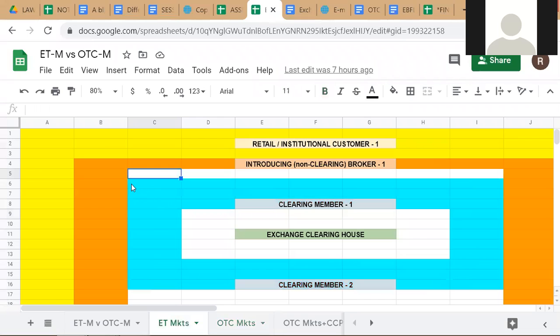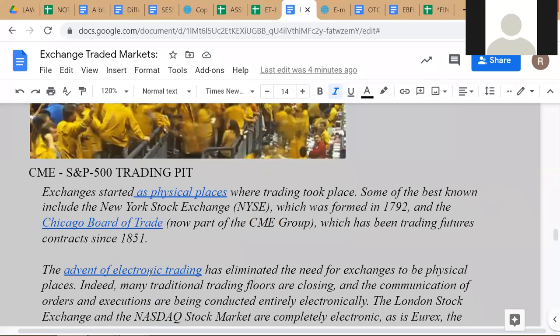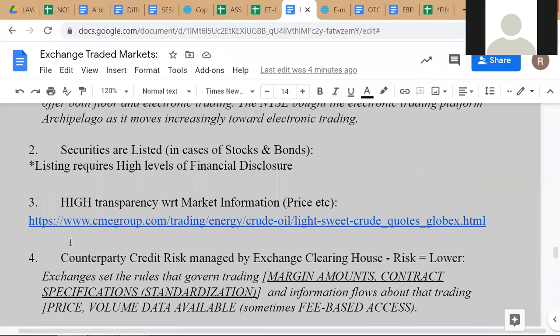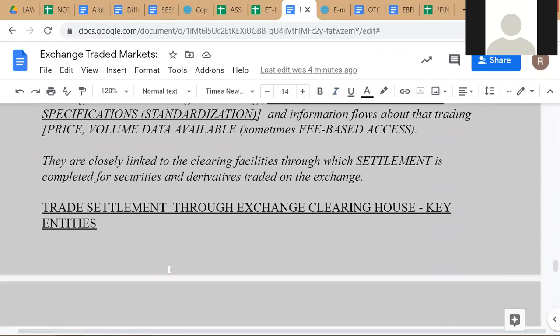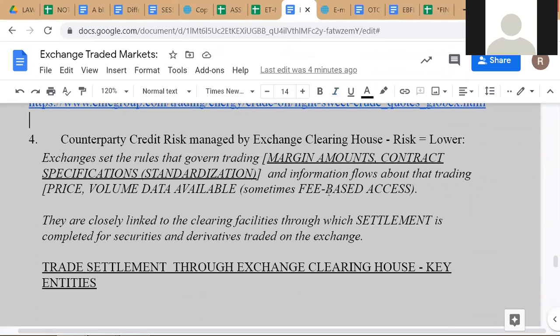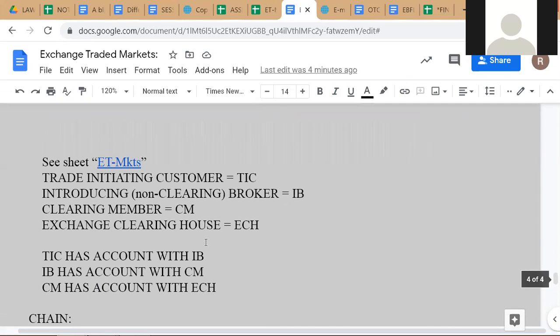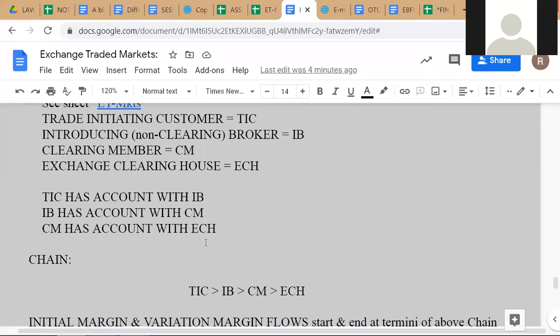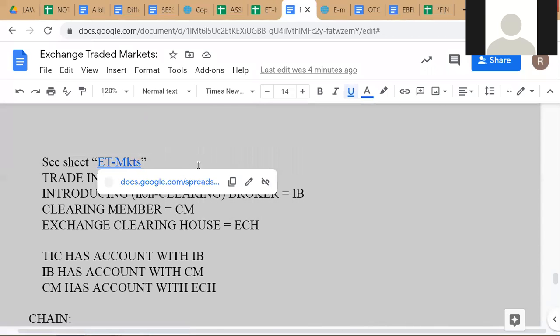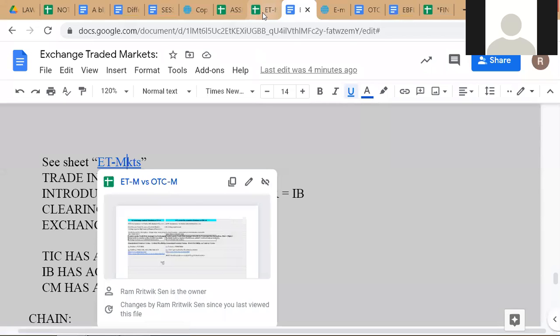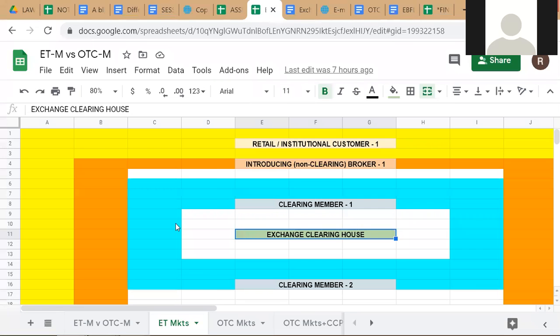How does the exchange work? Let's understand it this way. So the exchange clearing house, I have talked a little bit about the exchange clearing house later on here when we talk about counterparty credit risk managed by the clearing house. Okay, so we'll make some statements here which may not be 100% clear at this stage, but we will explain them down the road. So let's look at this. This sheet, ET markets, if you click this, it will take you to this particular sheet. Okay, so let me explain what is going on.